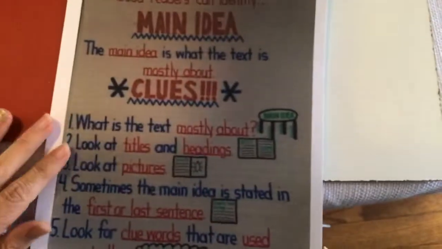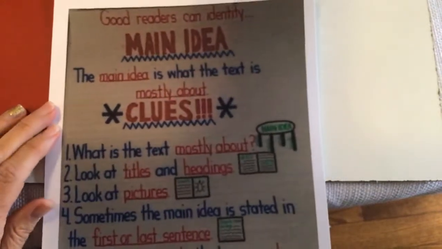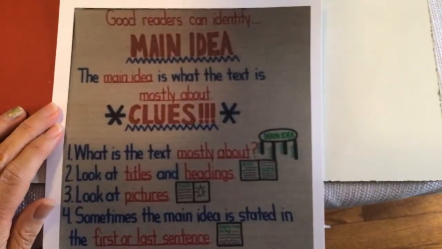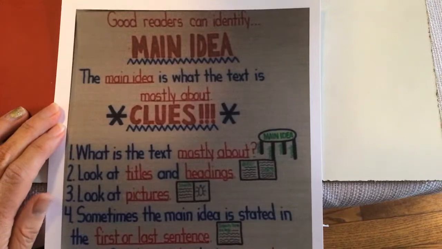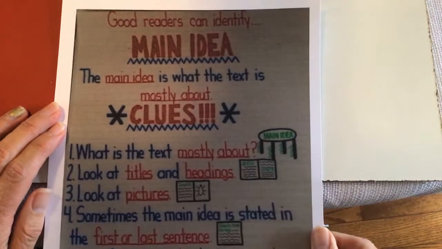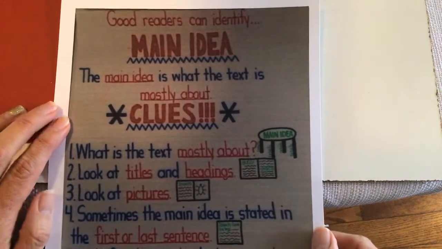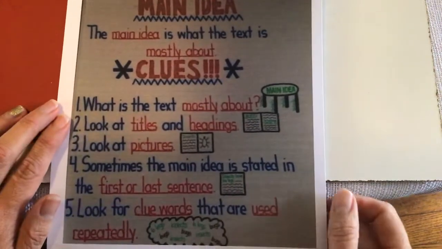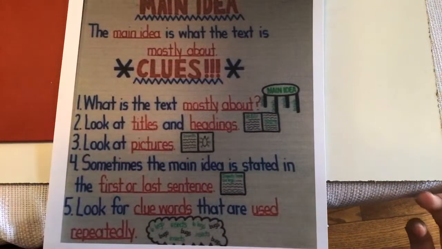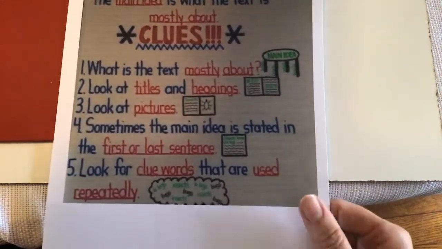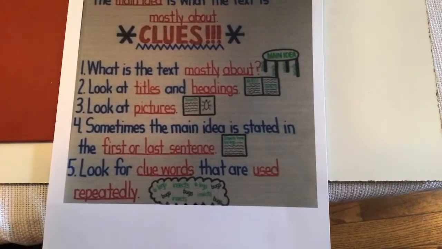Okay. So you may remember this poster from Main Idea in Detail. I printed it to have here at home. So remember, when you're looking for the main idea, you're looking for what the article or the text is mostly about, okay? You can look at things like titles and headings. You can look at pictures. You can remember sometimes the main idea is stated in the first or last sentence, and you're going to look for clue words or ideas that are repeated.